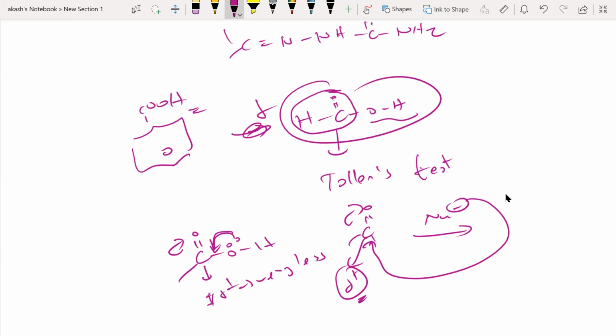Since I have this OH also present, the lone pair is continuously involved in resonance, and because of that, the amount of partial positive charge on the carbonyl carbon, this particular carbon, is very less. That's the reason why, even though it has a C double bond O, it will not be able to give the characteristic reaction of C double bond O, that is aldehydes or ketones. That's the reason. Okay, thank you.